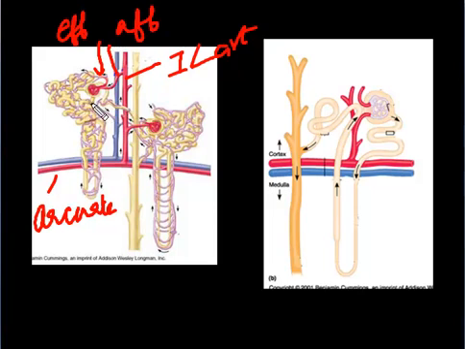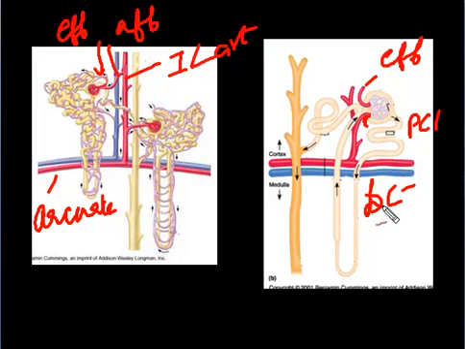Then you can see here in light yellow, seen better here, this is the afferent arteriole, and this is the efferent arteriole. Notice how the afferent comes off from this interlobular artery. Here's the efferent arteriole. This is the Bowman's capsule, glomerulus. This is the proximal convoluted tubule. This is the loop of Henle. This here is the distal convoluted tubule. This part here is the loop of Henle.